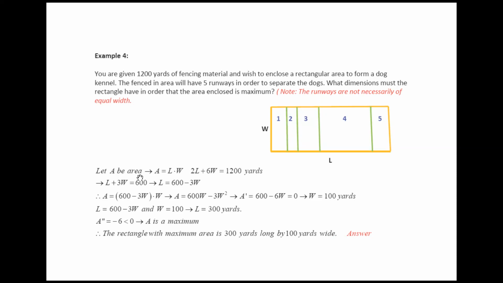At any rate, again, our general equation is L times W. Now that's been our general equation in example 2, example 3, and now in example 4. But now let's find our relationship to the 1,200 yards. Well, the relationship is this. We're going to have an L and an L. We have 2 L's, 2 lengths. And we're going to have a width here, another one here, 2, 3, 4, 5. We're having 6 W's. So this is my relationship. 2L plus 6W is 1,200 yards.